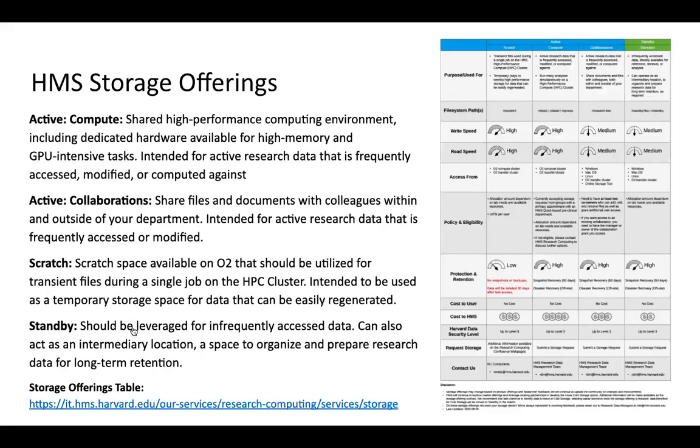So a bit more information about the 4 main file systems here at HMS. We've created a really nice table that talks about the purpose, write and read speeds, a lot of really specific information about each file system. That's available at the URL there at the bottom on the Research Computing website. The active compute environment is, again, the high performance compute environment. It's intended for active research data that you're frequently using, modifying, or computing against.